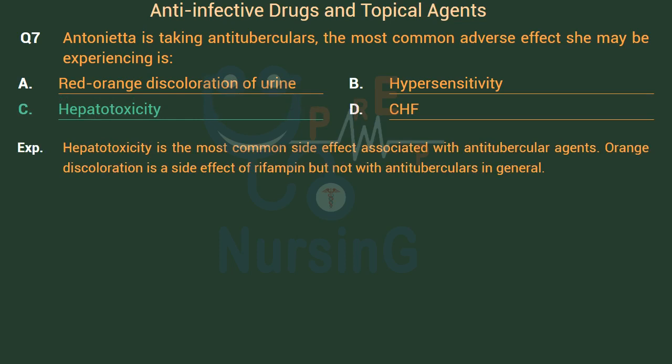Hepatotoxicity is the most common side effect associated with antitubercular agents. Orange discoloration is a side effect of rifampin but not with antituberculars in general.